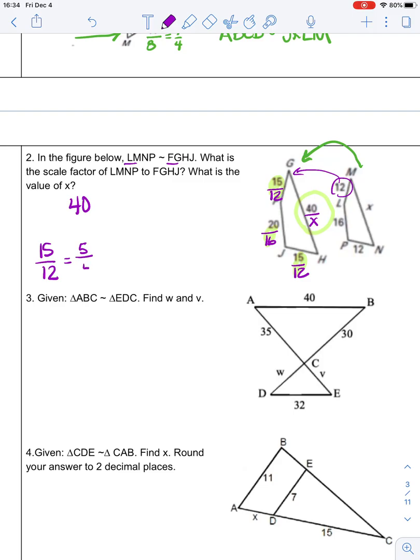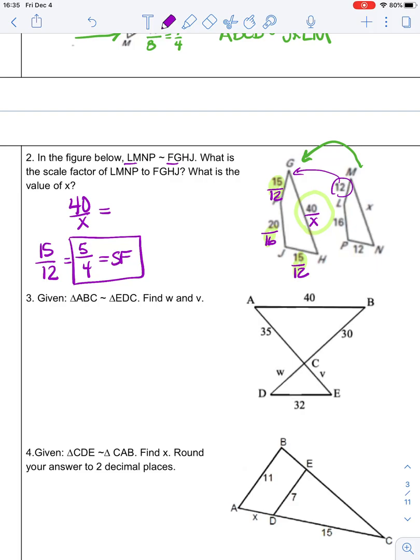And actually we can see our scale factor. Our scale factor, 15/12, 3 goes into 15 5 times, and 3 goes into 12 4 times. So my scale factor would be 5/4 to go from the small shape to the big shape. That's my scale factor. If I wanted to go the other way around, to get smaller, then I would say 4/5.